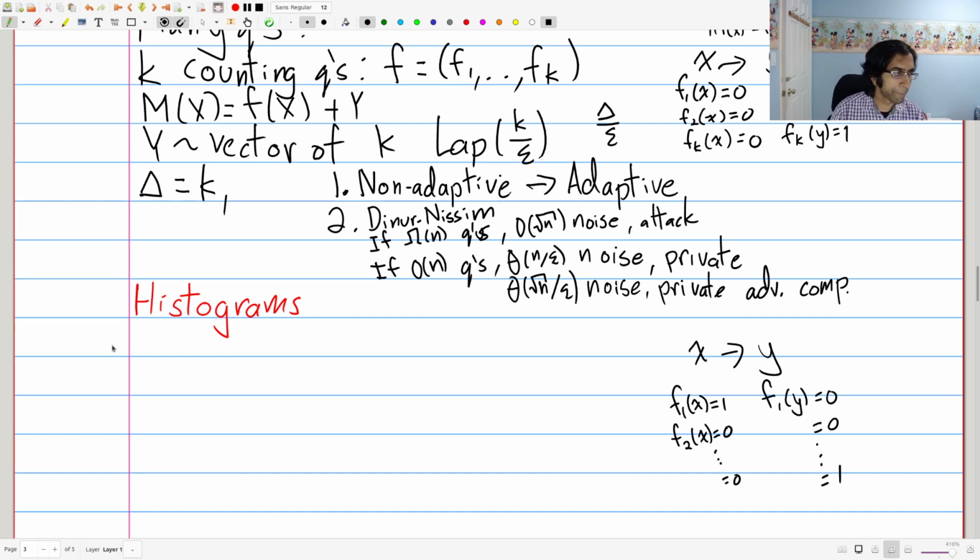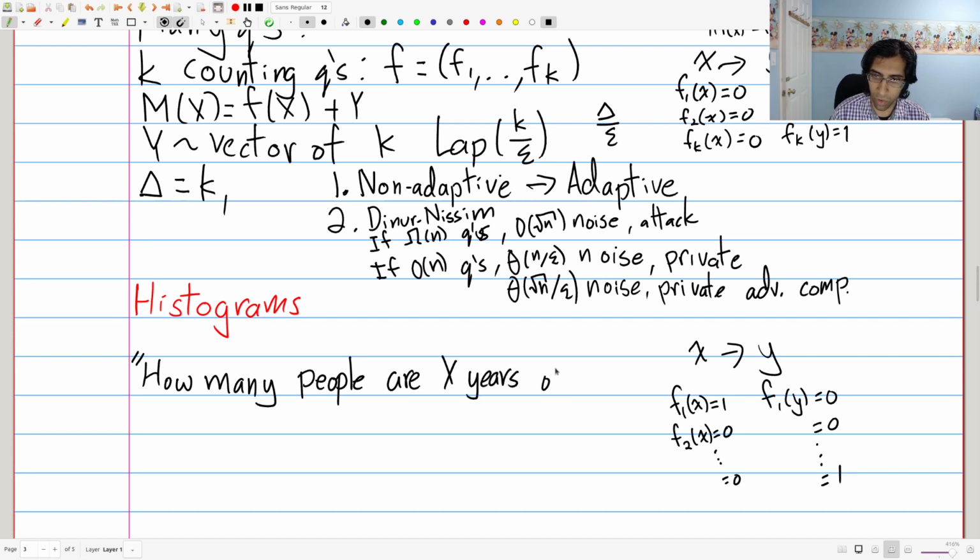This essentially asks how many people fall into a specific bin. For example, this could be someone's age. So a type of histogram query would be asking how many people are X years old, and let's pretend that these are whole numbers. And you answer this for all X simultaneously.